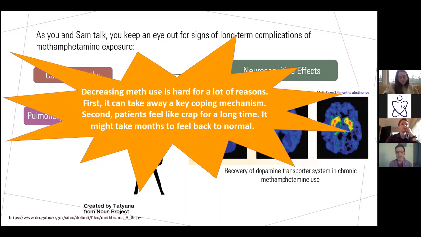So it can take away a key coping mechanism, the way any substance use can play a role in just getting through every day. But then second, in Jessica's words, patients feel like crap for a long time. It might take someone months before they really start to feel back to normal. And that means feeling depressed and having cravings and having some cognitive slowing. And that's something that really doesn't get better quickly.